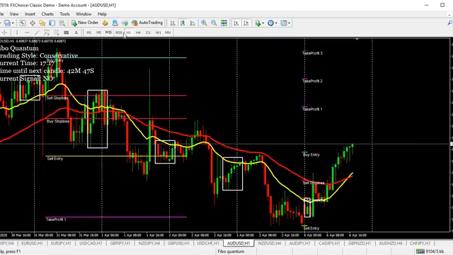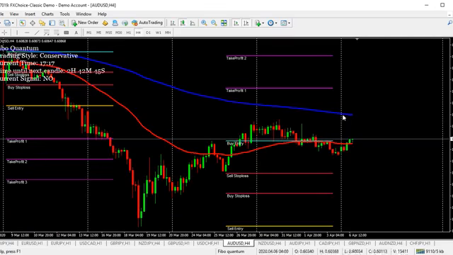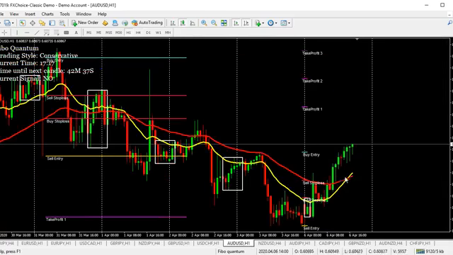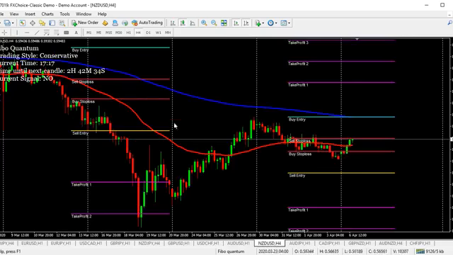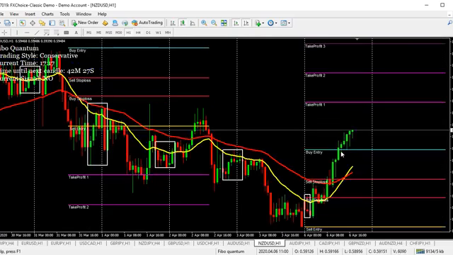AUD USD 4-hour chart. We're currently in a downtrend. Price is below the 200-day, 50-day below the 200-day. And if we go to our 1-hour chart, though, this is moving up. NZD USD 4-hour chart is in a downtrend. 1-hour chart, it is moving up, right?